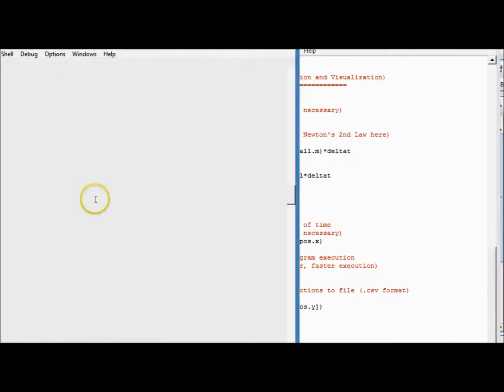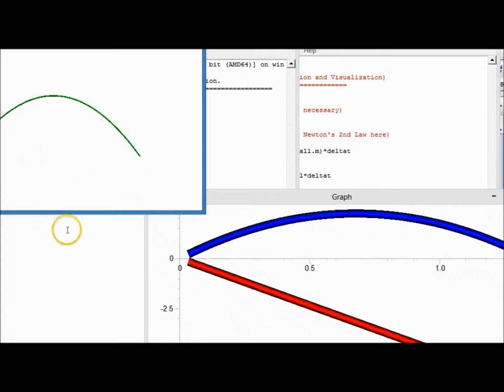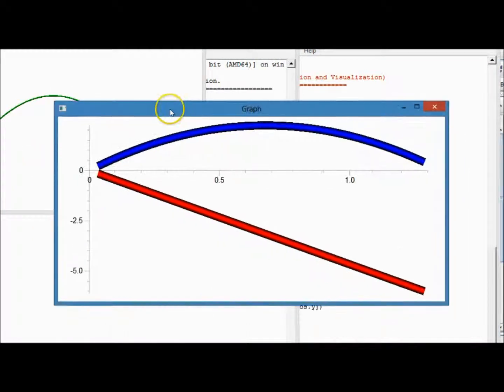If I run my code, we can see that the ball moves in an arc to the left, which is the negative x direction. Looking at the graph, the blue line is the y coordinate of the position, and the red line is the x coordinate of the position. The slope of the x coordinate is not changing, which means that the velocity in the x direction is constant. This seems to be true because the force of gravity only affects the y direction.